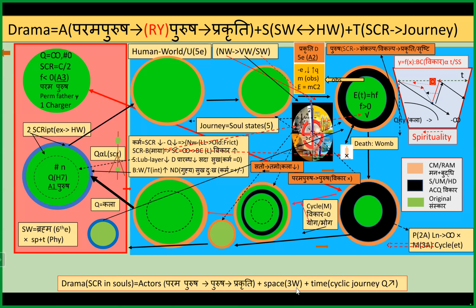We have seen the three worlds: the soul world, the human world, and also the angel world, the white world. And then what is the time? This is a cyclic journey. In the cyclic journey, the Q increases, Q reduces, and then Q increases again, either by yoga or the bhog. So we have seen the total cyclic journey. This is actor, space, and time. We have seen the script and we have seen the total cyclic journey.